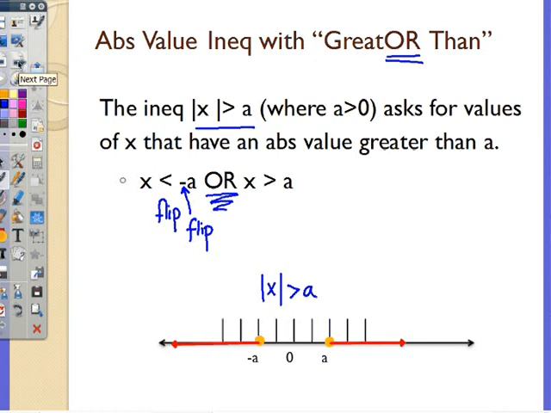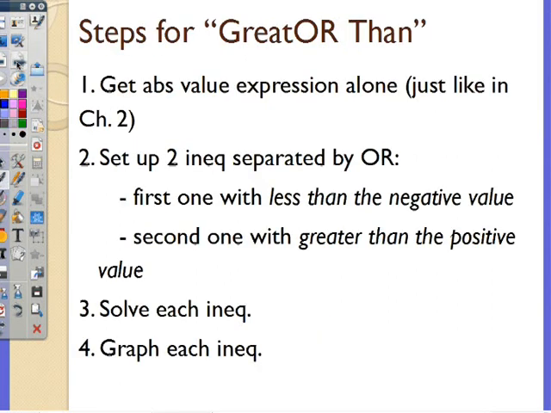Maybe it's going to go to the next page. Okay, so here's the steps. Write them down. If I go too fast, pause it and write them down.